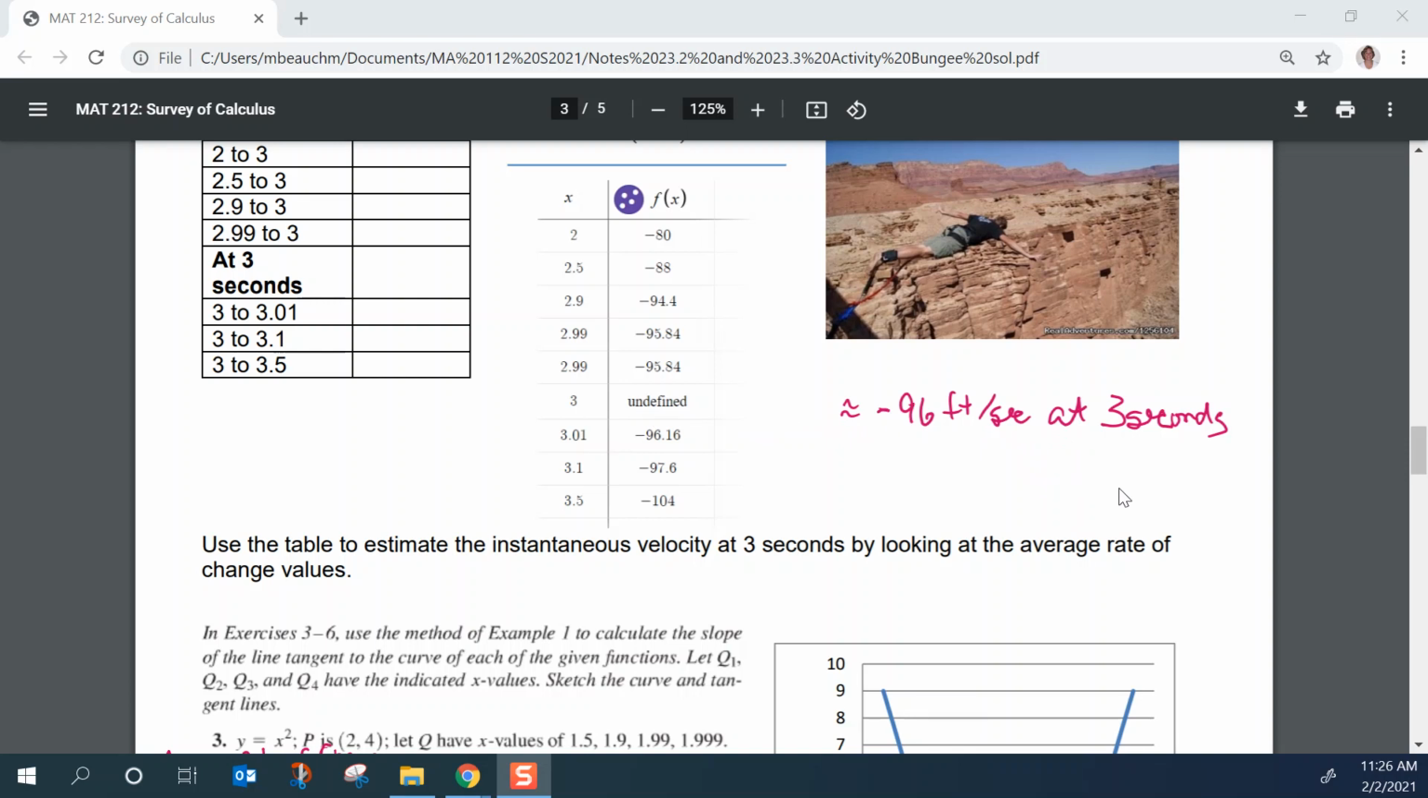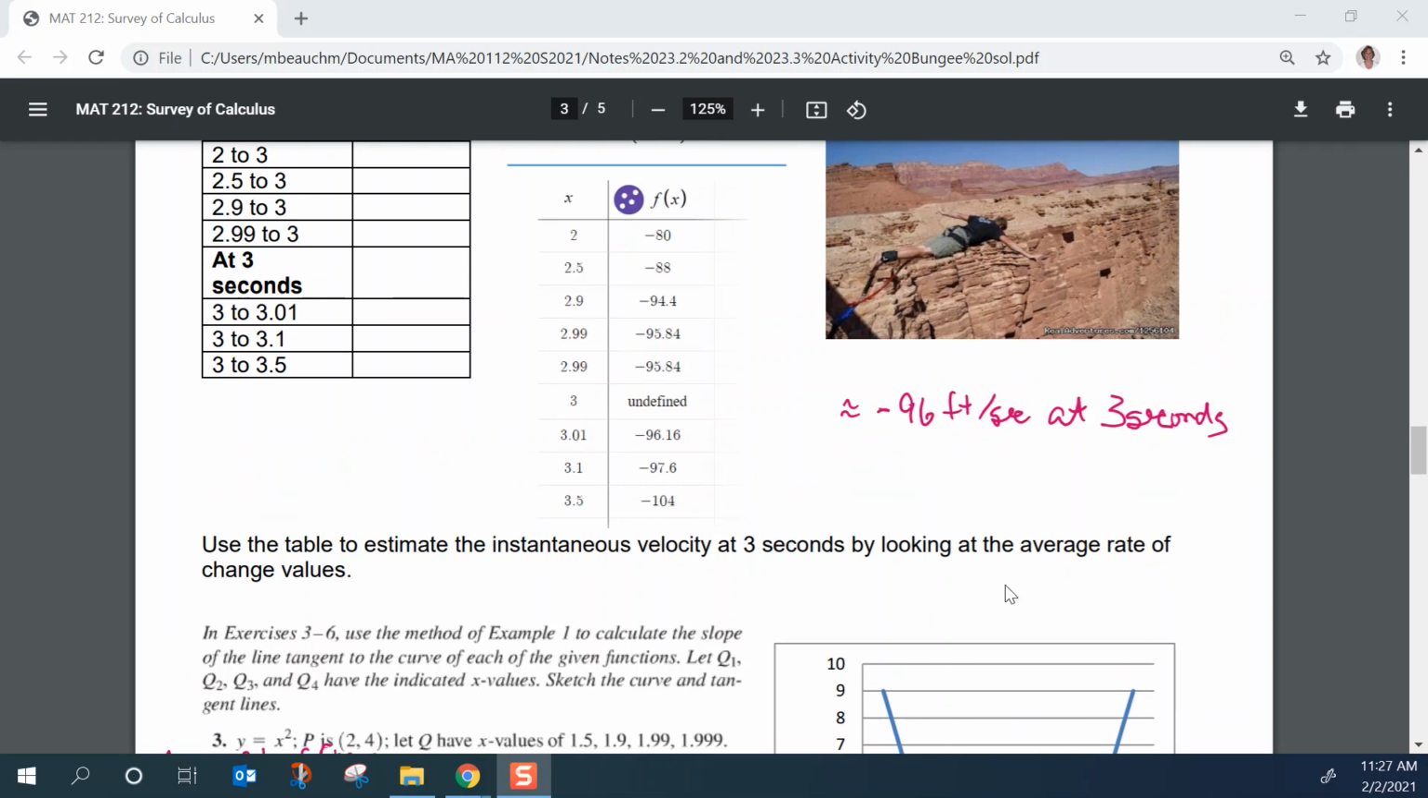So what we want to be able to do is find the derivative of a function. You're going to find that in the next video. And what we'll be able to find is an equation that we can substitute 3 into, and it will tell us whether negative 96 feet per second is correct or not.